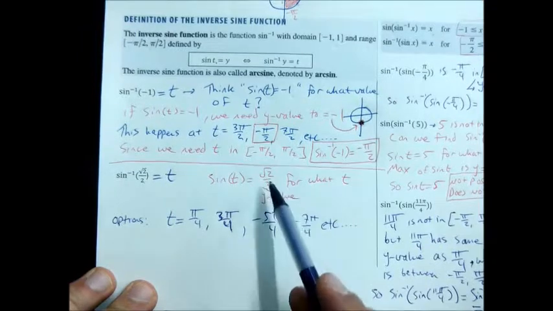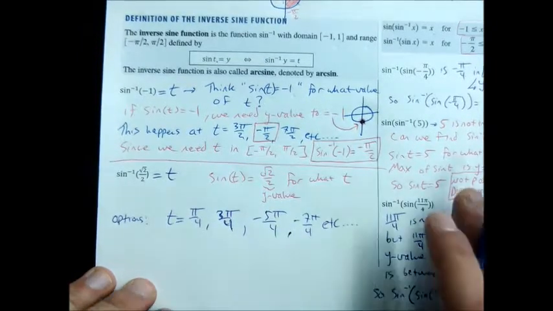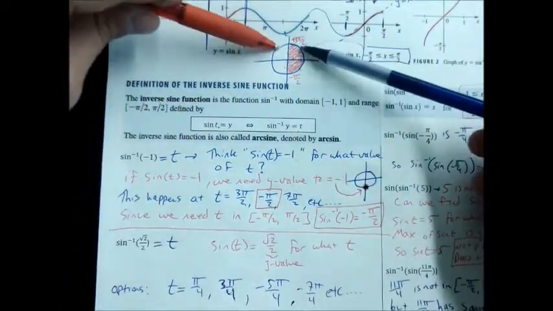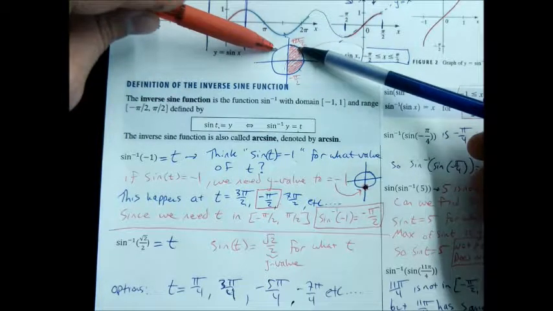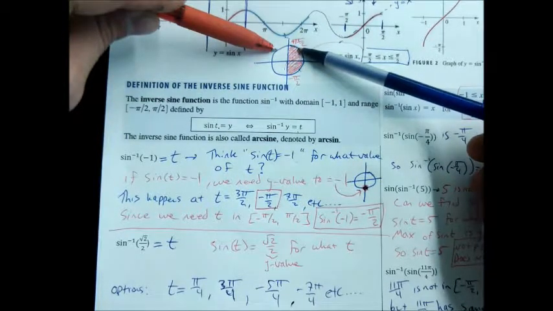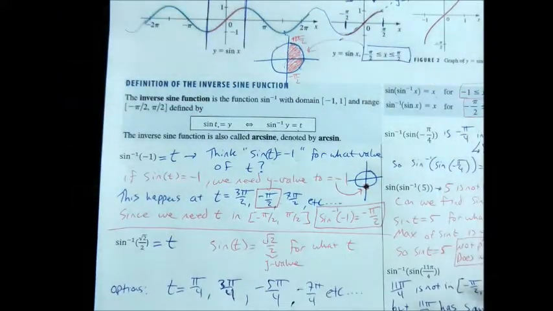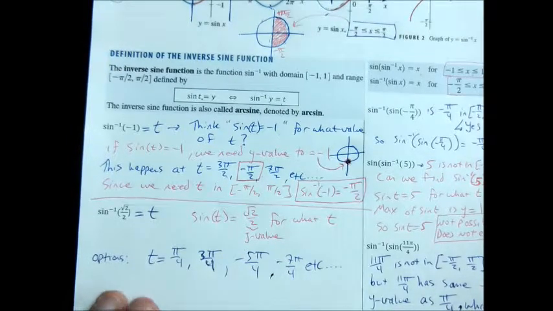But we want the y value to be square root of 2 over 2, and these are all different types of points that would give us that. Just to be clear about that, if we look at the unit circle, we want to be at either one of those two places. That's where the pi over 4s are. Some of those put us on the left-hand side, some on the right-hand side, but only one of those is in the interval from minus pi over 2 to pi over 2.